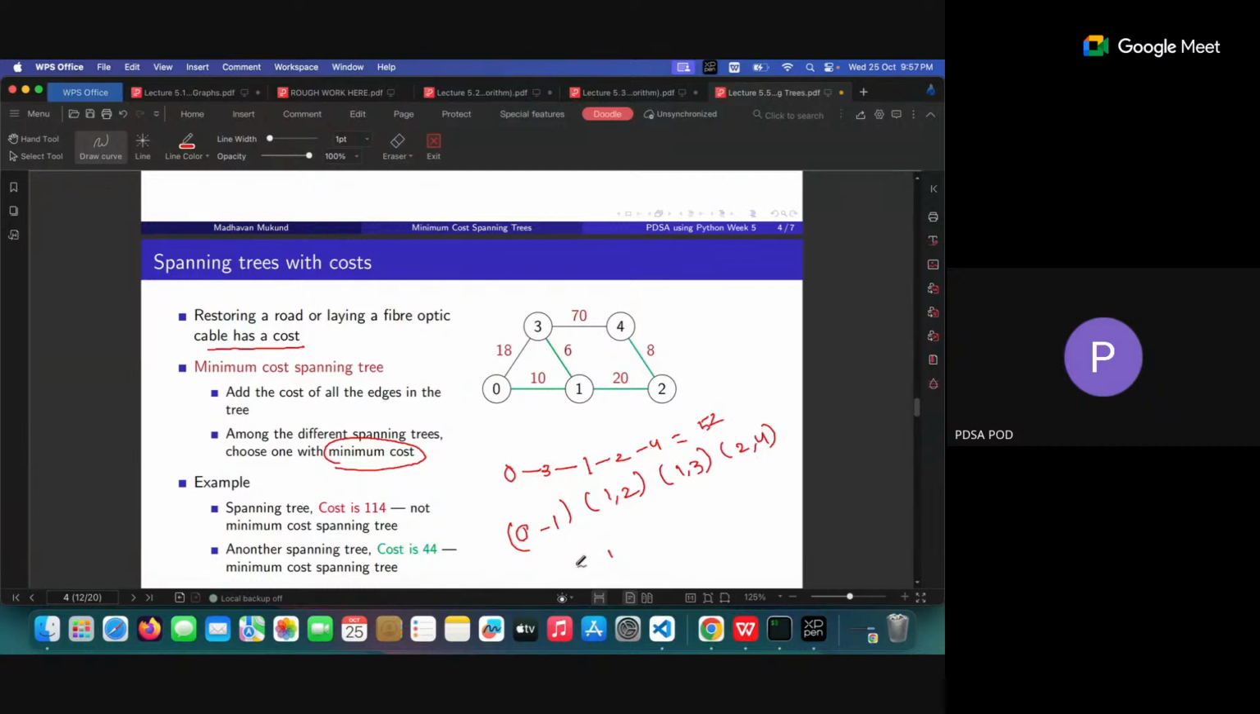So here 0 to 1 has weight 10, plus 1 to 2 is 20, then 1 to 3 is 6, then we have 2 to 4 is 8, which gives 44, which is going to be the least one. So we choose the least one, the least cost is considered.